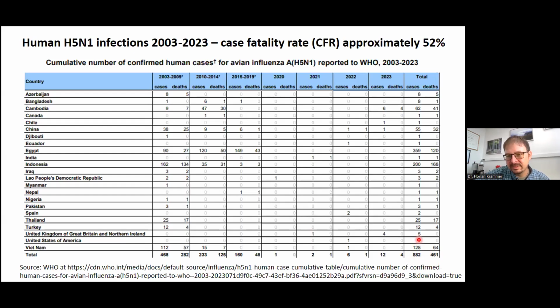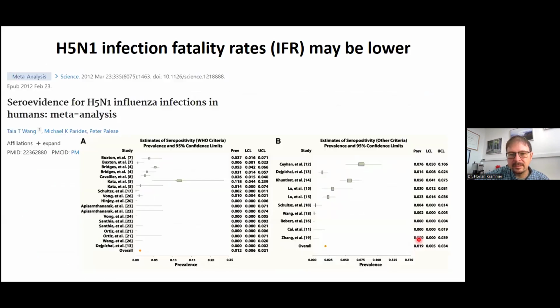But there's a lot of discussion about that, because of course, the case fatality rate only takes into account the people that are cases, right? People who are sick that then get tested for this. And it's often people who are severely sick already.